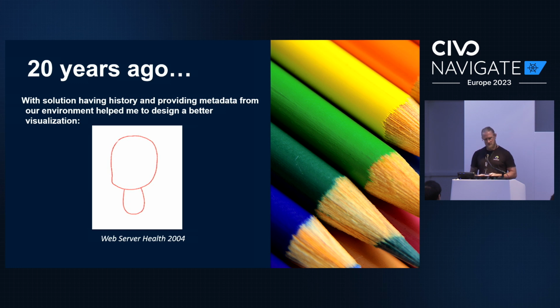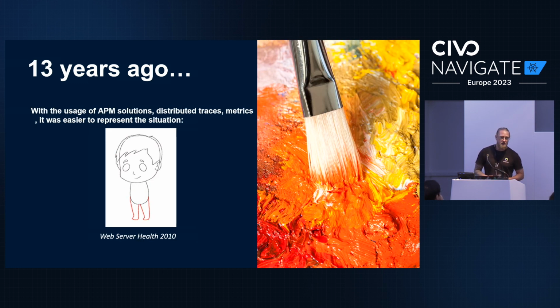13 years ago, this is when lots of application performance monitoring solutions, APM products, came on the market, providing distributed tracing, metrics, and a lot of different features to let you understand what's going on in the system. With this information, it was much easier to represent things. So I had at least the eyes, the mouth, the nose of the server. At least it was much easier to understand the context.